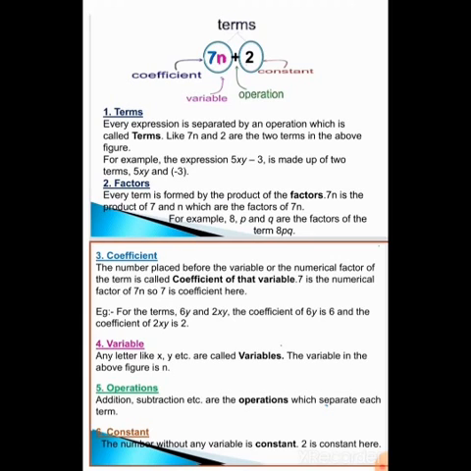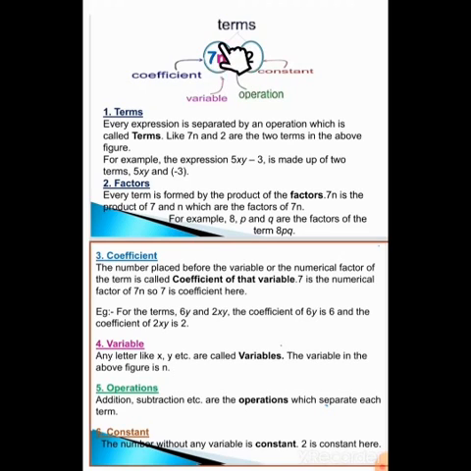Terms: every part of an expression separated by an operation is called a term, like 7n and 2. Here an expression is given, and in this expression two terms are there. The first one is 7n and the second one is 2. 7n is a product because here 7 and n are both in multiplication. So we call 7 a factor of 7n, or 7 and n are the factors.